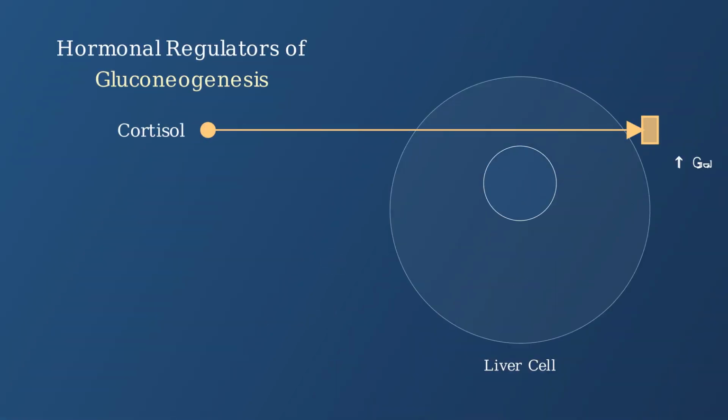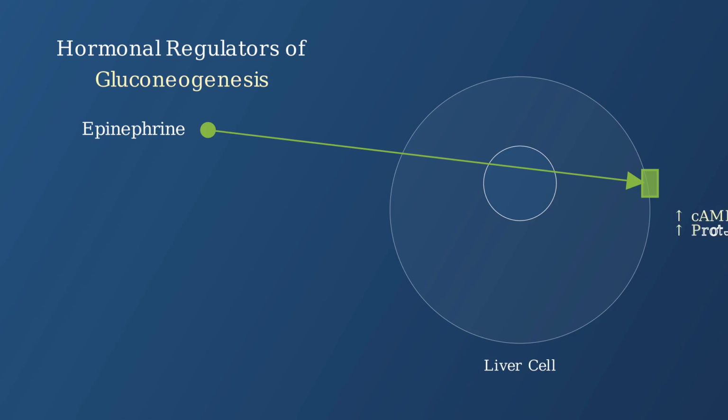Cortisol and other glucocorticoids are critical hormones released during stress. They enhance gluconeogenesis by increasing the expression of key enzymes like phosphoenolpyruvate carboxykinase, glucose 6-phosphatase, and fructose 1,6-bisphosphatase. Epinephrine, also known as adrenaline, has similar effects to glucagon during fight-or-flight responses. It activates beta-adrenergic receptors, leading to increased cyclic AMP and protein kinase A activation. This ultimately promotes gluconeogenesis to rapidly increase blood glucose levels during stress or exercise.